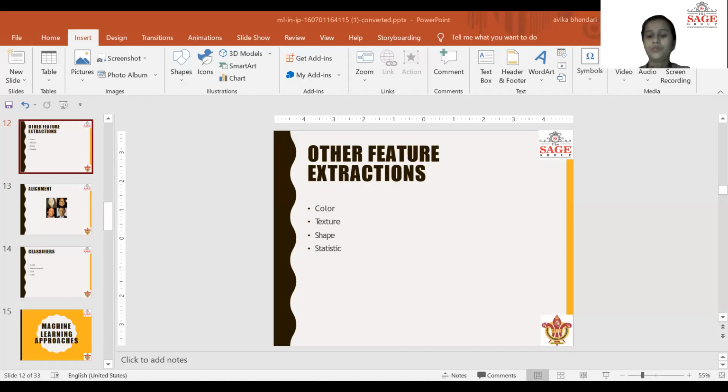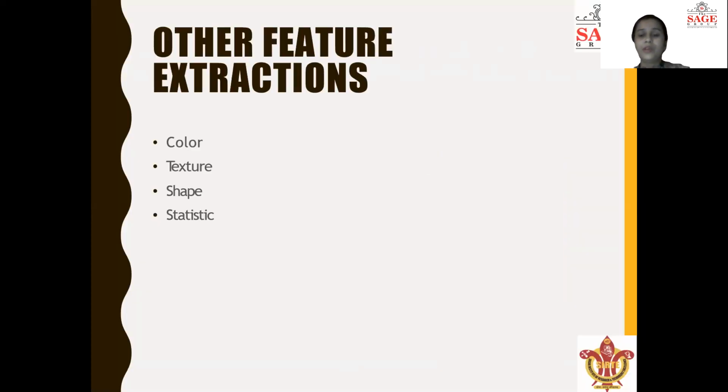So we are continuing the topic of feature extraction. Here we will discuss the important features which are used in feature extraction techniques. We are focusing on those parameters which play a very important role in feature extraction. First is color, then texture, then shape, and then statistics. We will discuss these one by one.